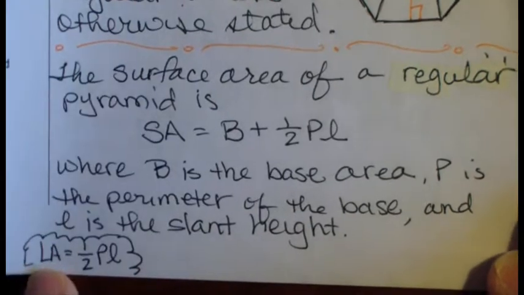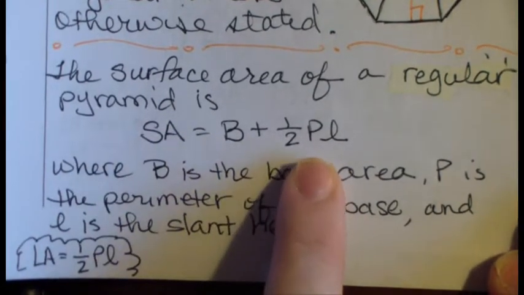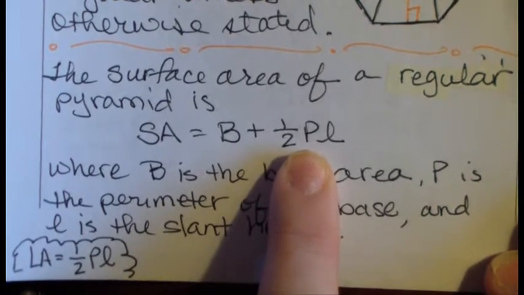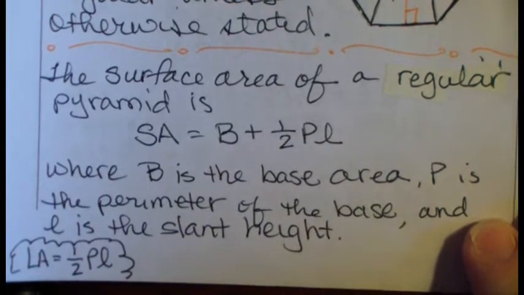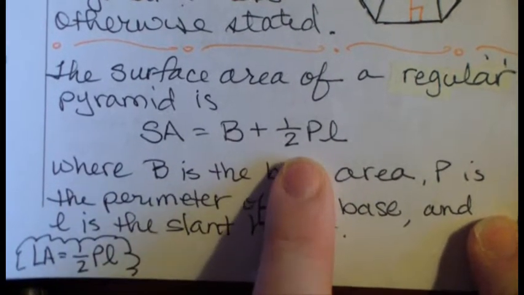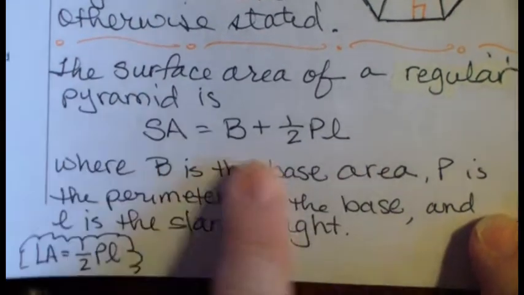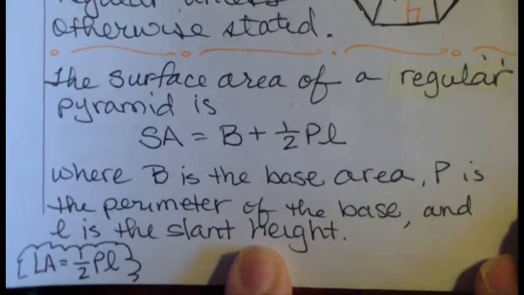And then I wrote right here that our lateral area, if we're looking just for lateral area, is this part of our formula, the 1/2 perimeter times slant height. If you're looking for the entire surface area, then we add that base area on too. Otherwise, you just have the lateral area. So this is our formula for finding the surface area of a pyramid.